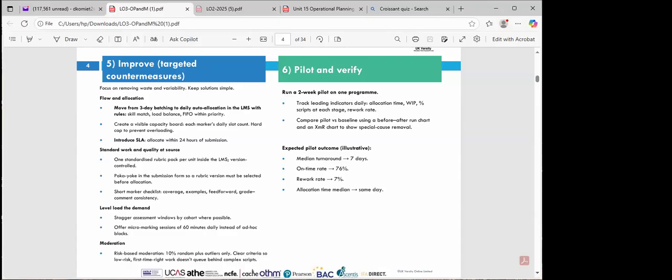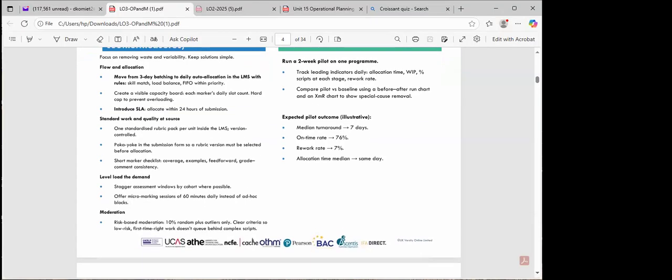Introduce SLA, the service level agreement. Allocate within 24 hours of submission. Okay? Then we can look at standard of work and quality of source, level load demand, moderation. Okay?